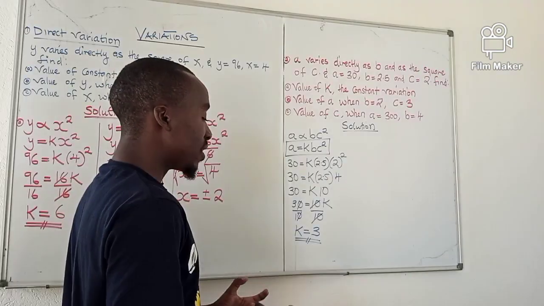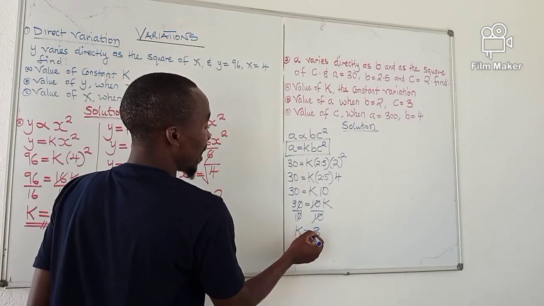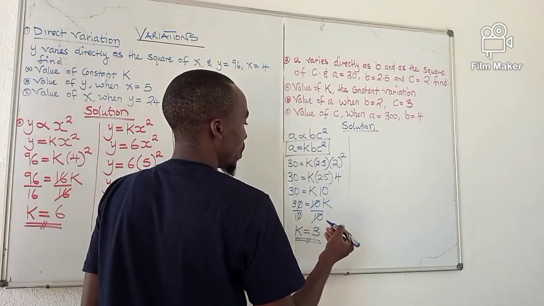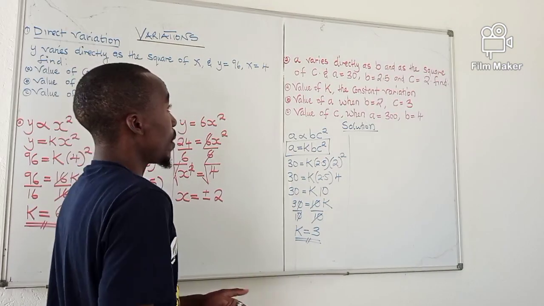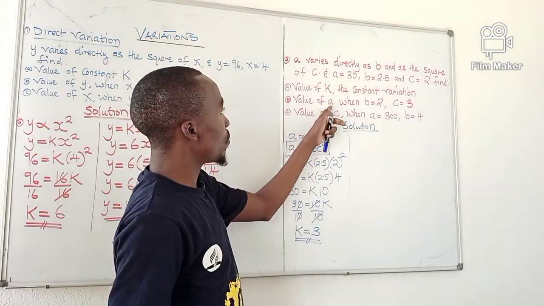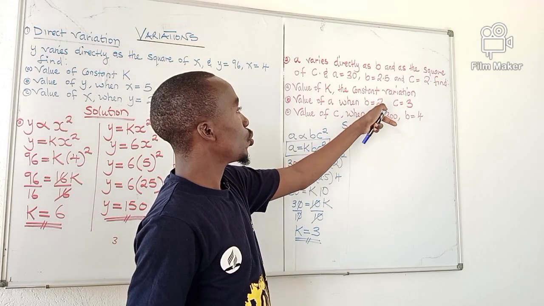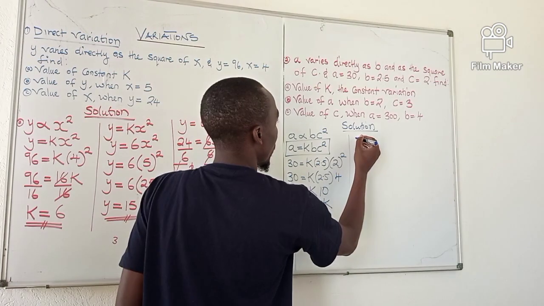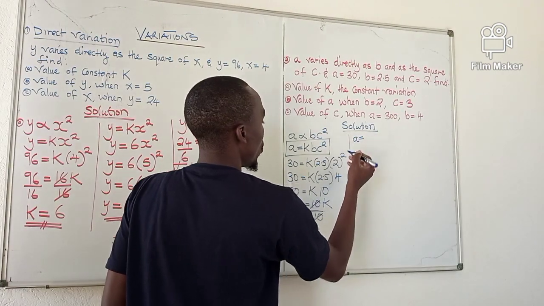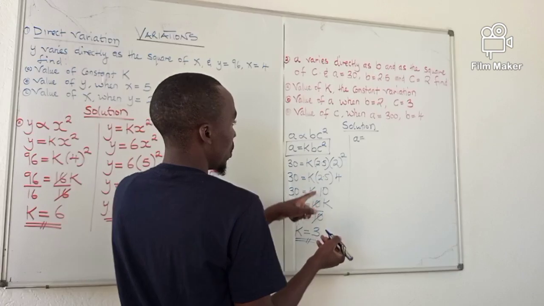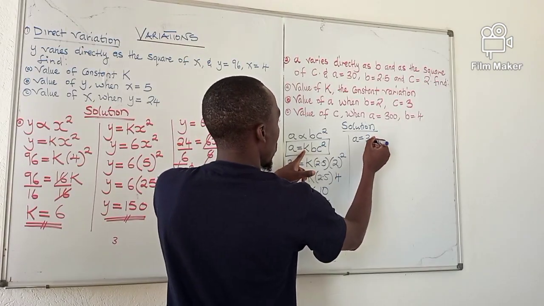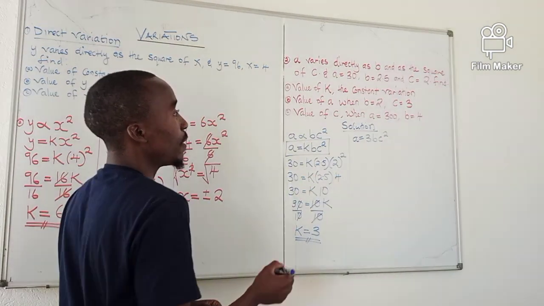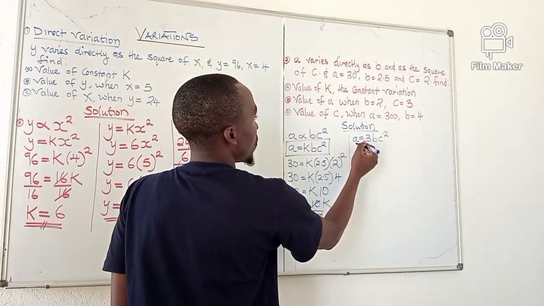Now, as you have seen from the first example, where there is a k, we need to put 3 as we solve the next question. So, B says, find the value of A when B is 2 and C is 3. Let's do this. So we're saying A is equal to, where there is a k, we put 3, so 3bc squared. Now, we need to find the value of A.